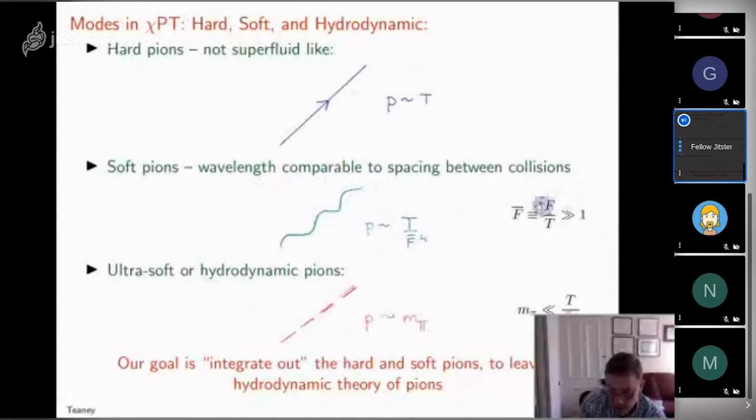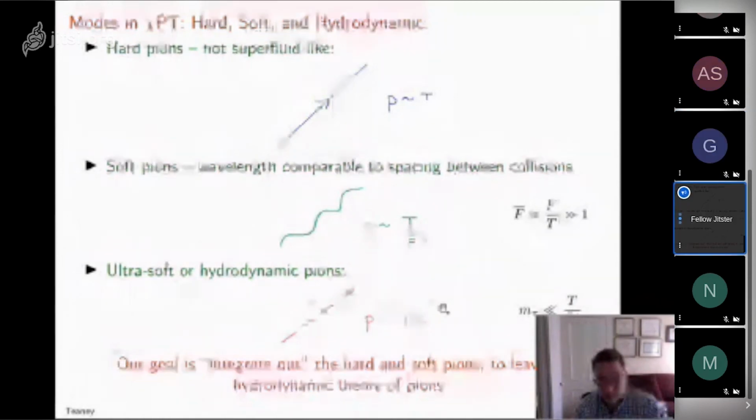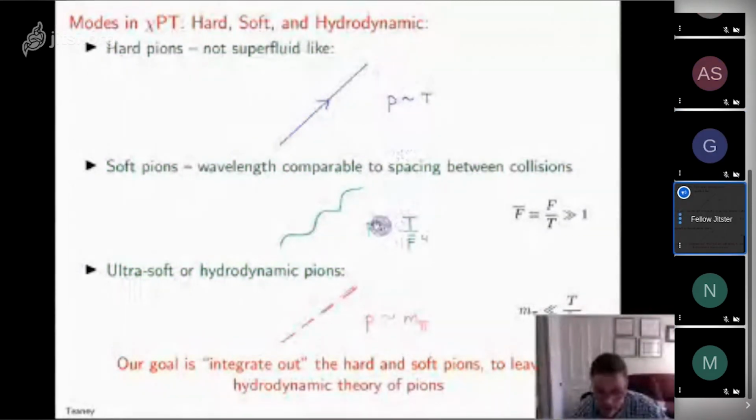Here I've defined F bar, which is the decay constant divided by temperature. So it's a very large number. This is very soft. And finally, you have ultra soft pions or hydrodynamic pions, where P is of order M pi. So basically, our goal, or the program in chiral perturbation theory for heavy ions, would be to integrate out the hard modes, integrate out the soft modes, and be left with a hydrodynamic theory of ultra soft pion modes.